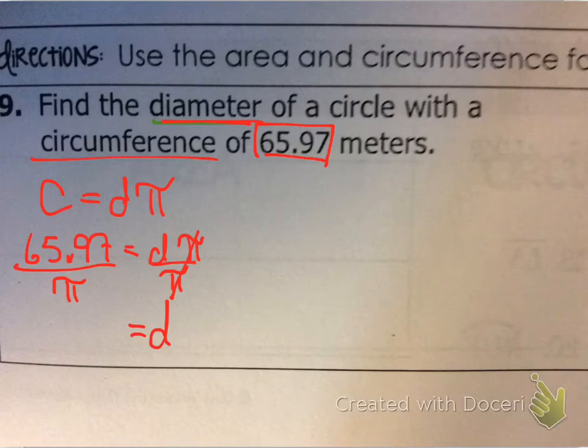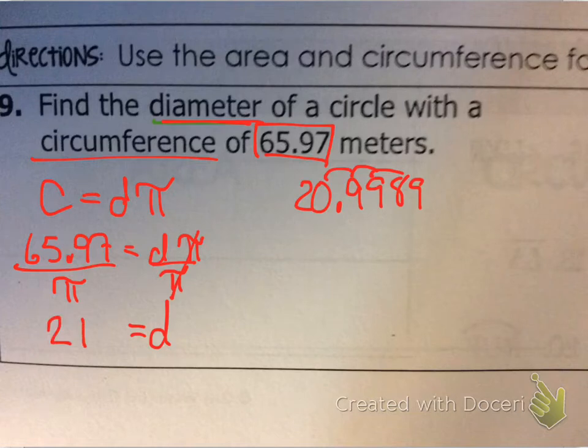Since I put in the exact pi symbol into my calculator, I got 20.9989. So I'm going to round that up to about 21. So I'm just going to put 21 meters here. And there's my diameter. Fairly easy. Again, now let's look at one with the radius.